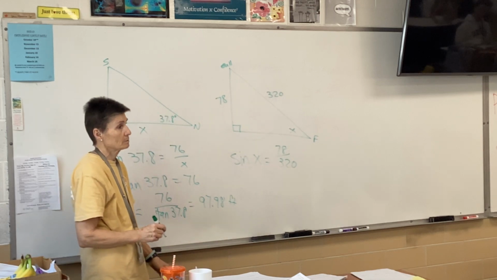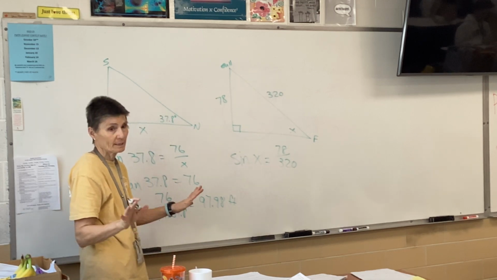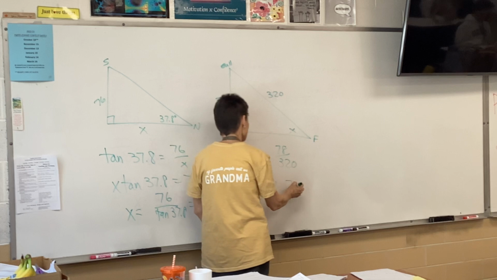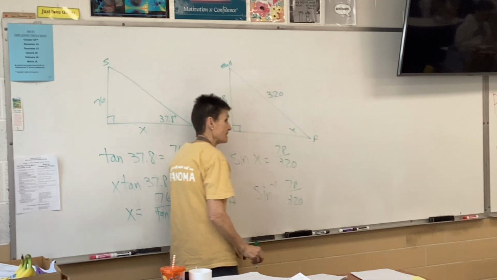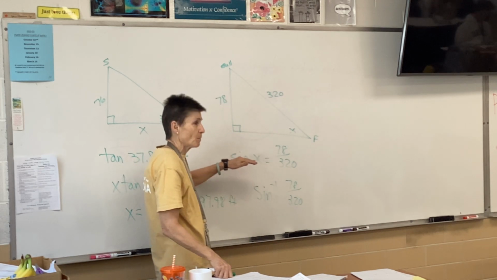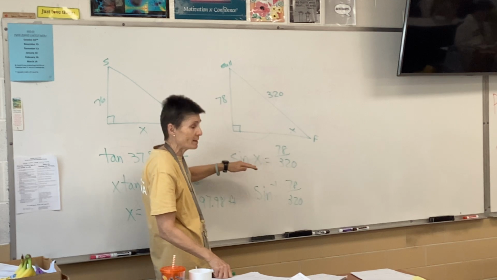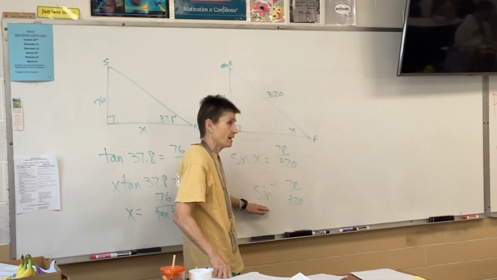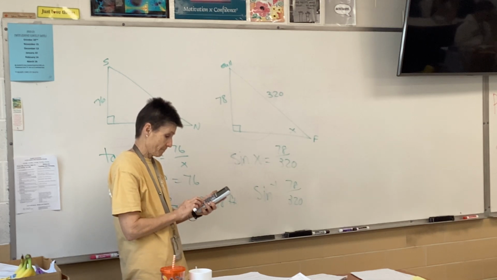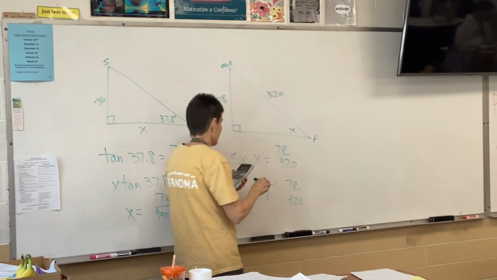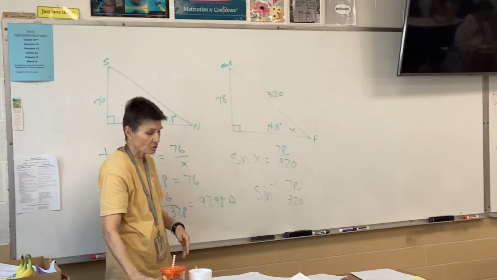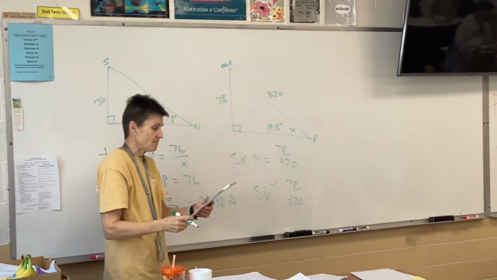Whoa, how do I type this one in on my calculator? It's gotta be second sine. You guys, I've said it over and over, I'll say it again. When x is the angle, there's no algebra. Do not multiply, do not divide, do not do anything. Go straight to second sine, 78 over 320. 14.11 degrees. Unit on that's degrees. That's an angle. Don't say feet.